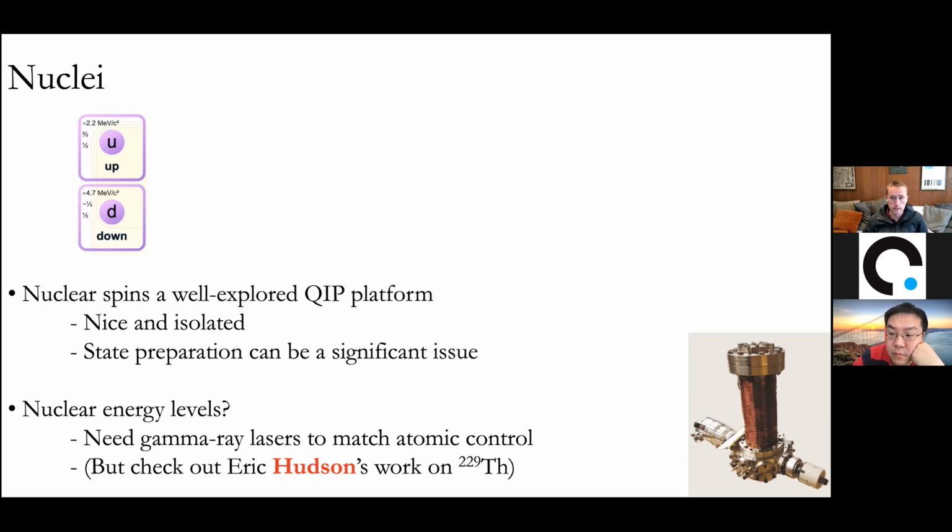So if you want nuclear physics to look like atomic physics, you need to have gamma ray lasers that look like our visible and near infrared lasers. And we don't have those. But if we did, I think this would be a very appealing possibility. That's not something that's going to happen on the life scale of this institute, but maybe in the far, far future, this is an interesting possibility.